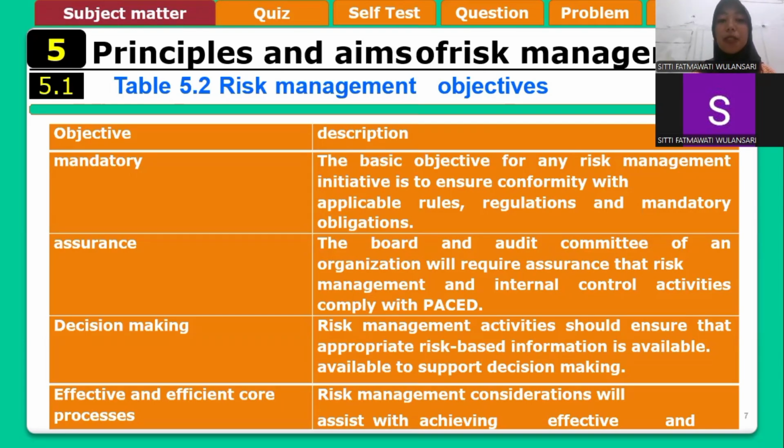management and internal control activities comply. Then decision making: risk management activities should ensure that appropriate risk-based information is available to support decision making. And the last, effective and efficient core processes: risk management consideration will assist with achieving effective and efficient strategy, tactics, operations, and compliance to ensure the best outcome with reduced volatility of results.